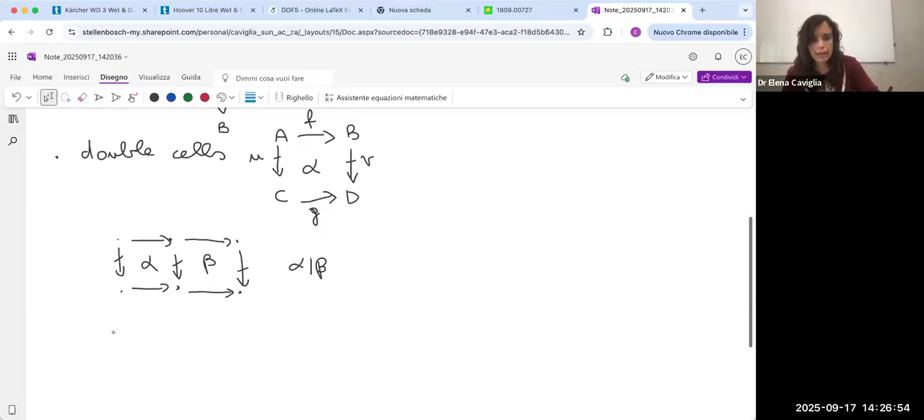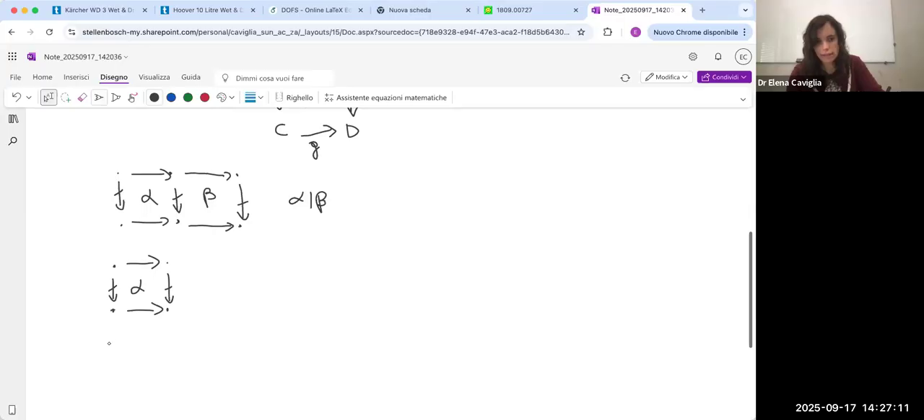But also we can attach two cells vertically. So if the first double cell has as horizontal codomain the horizontal domain of the second one, we can attach them vertically, and we can write like this to say that we are attaching them vertically now.